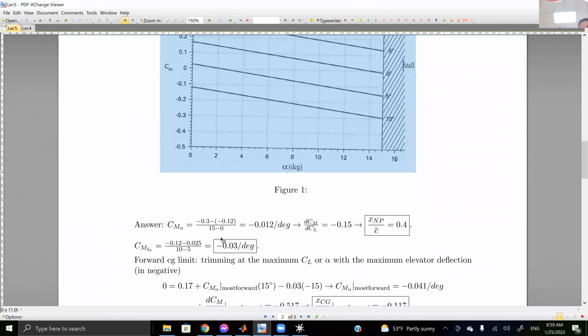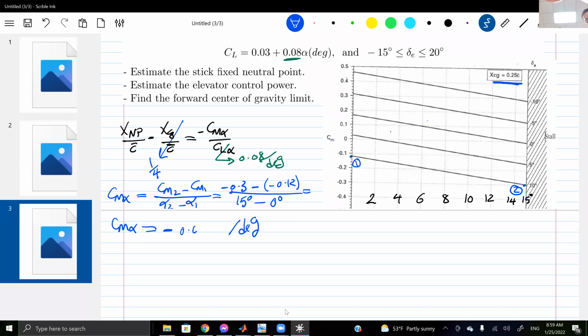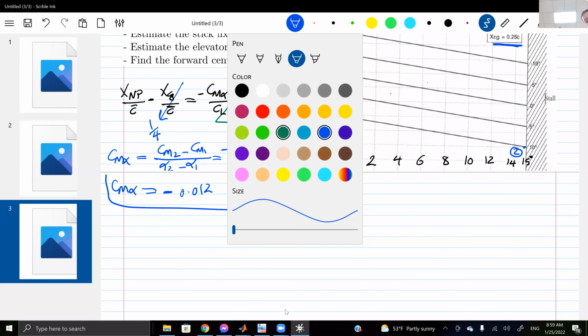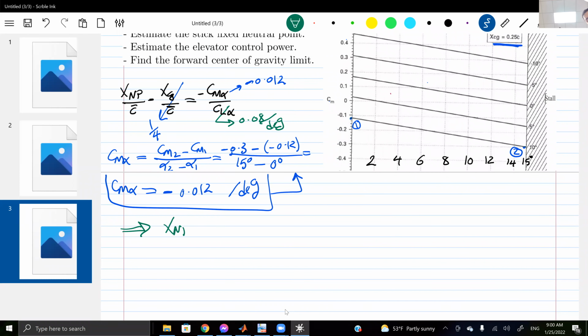So CM alpha is 0.0112, right? So that's fine. I'm going to have this, negative 0.0112, here. And the only unknown is X neutral point. Let's get the neutral point, please. Any question about that? Any question?